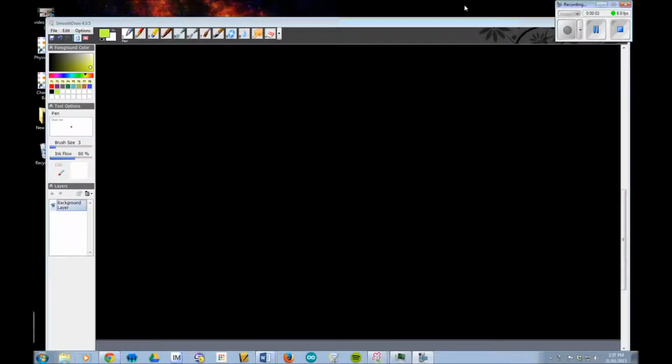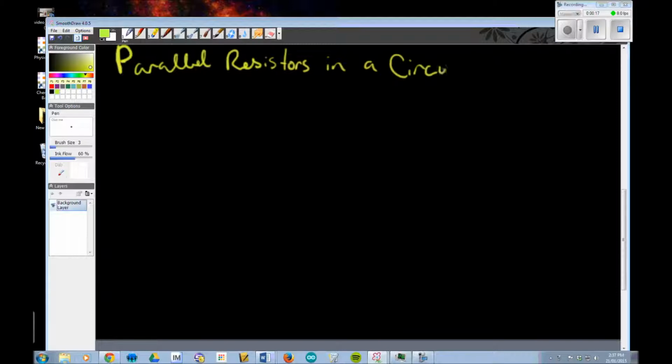All right, it's going. So we're talking about parallel resistors in a circuit. All right, and we'll draw a simple diagram similar to our little demonstration that we just did. So here is the source. Okay. So we'll say we have a positive voltage on this side and a negative voltage on this side.